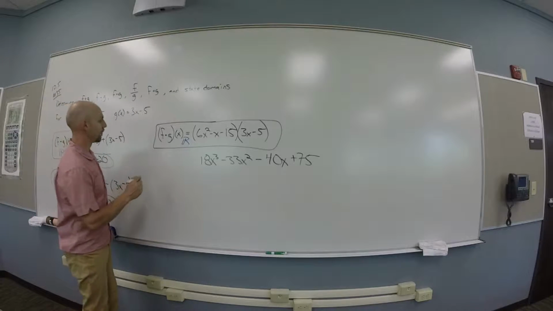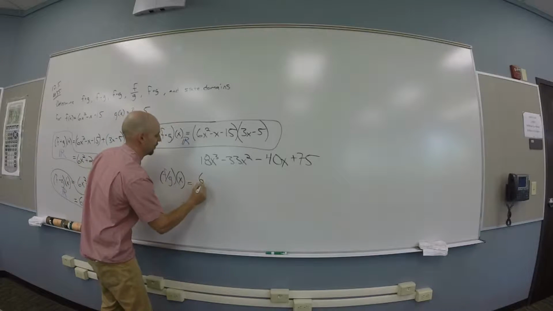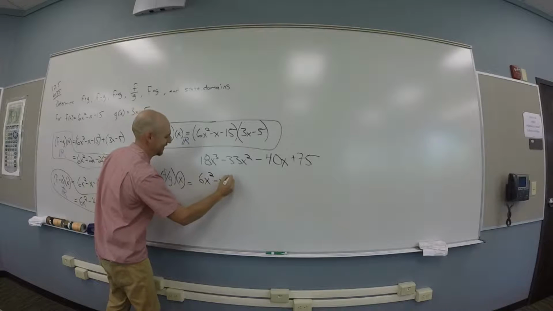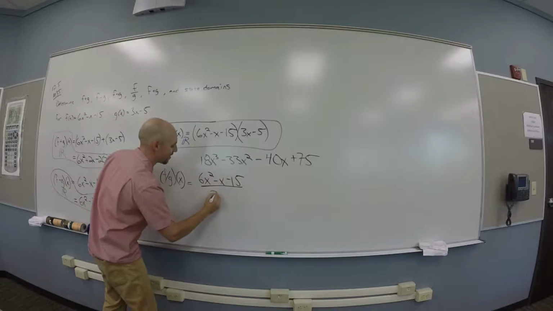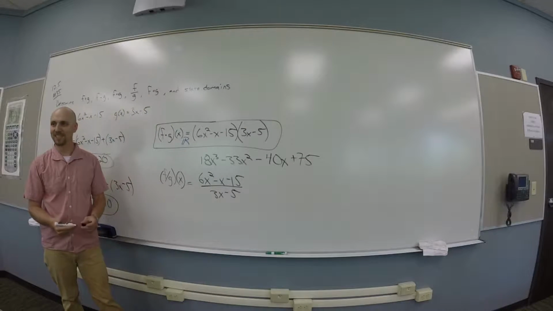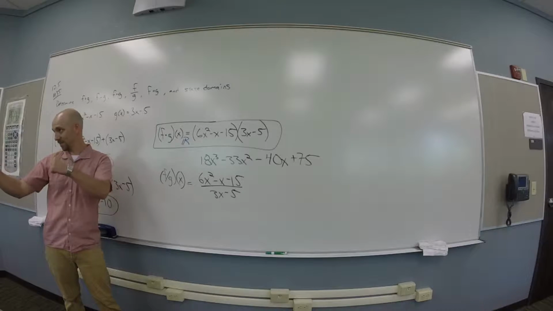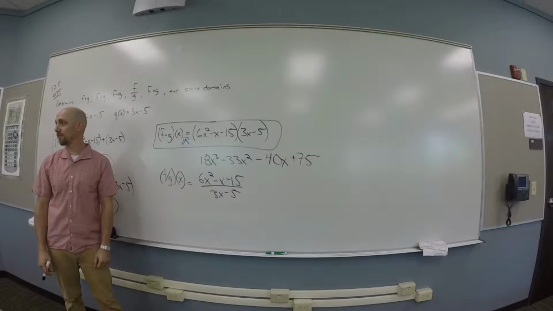How about f divided by g? (6x squared minus 5)(15) divided by 3x minus 5. There's not a lot of newness here; we're just doing different operations between these two things. Would we keep it like that, or would we factor out the top? I would say factor out the top.